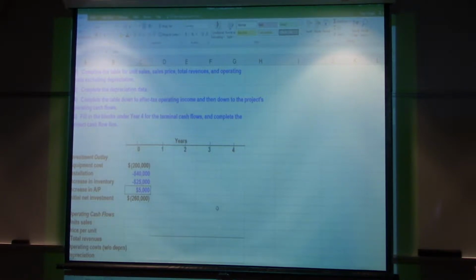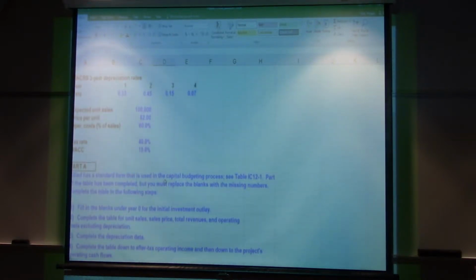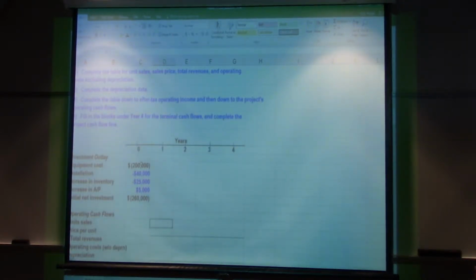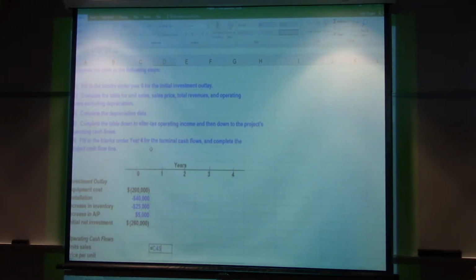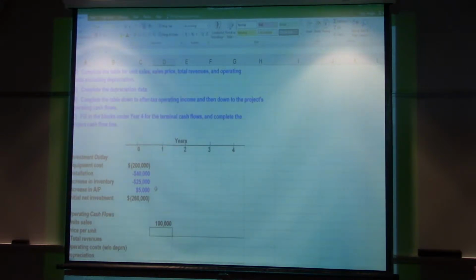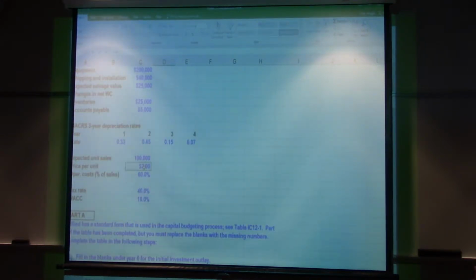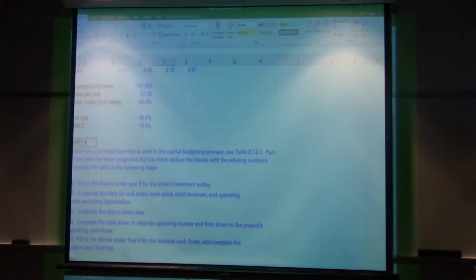There's no operation. Then from year 1 to year 4, you start to make products, so you should have operating cash flows. For operating cash flow, you know how many units of product you can sell, and what the unit price is, and also you know how much it costs.